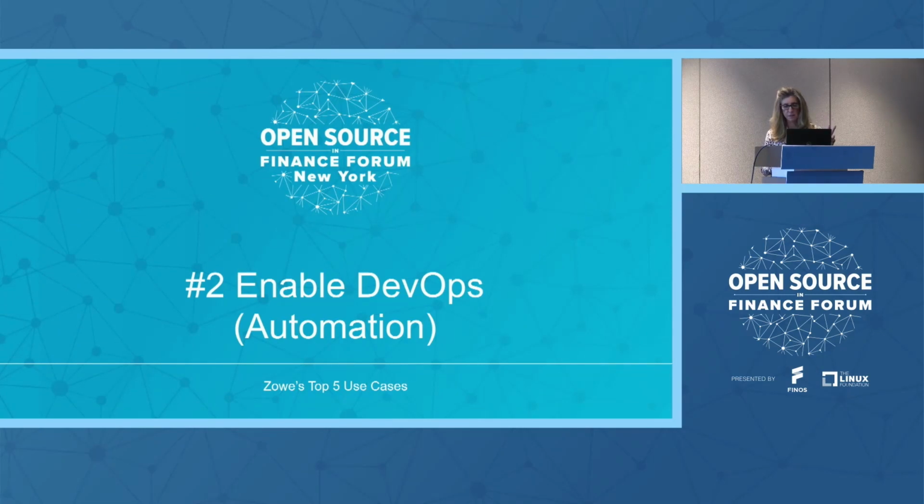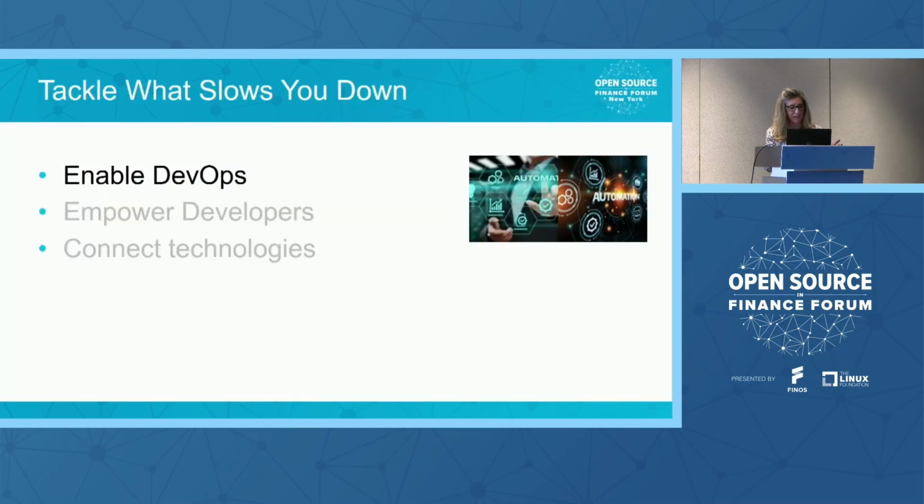Number two starts with enabling DevOps. I started this discussion by saying the good news, bad news was that Zowe won some DevOps awards and we were automatically associated with being a DevOps solution. Well, we are, and we can talk about that. But there are several automation use cases, three of which fall in this category. The first one that we're going to talk about is enabling DevOps. Essentially, all of these fall under the theme: tackle what slows you down.